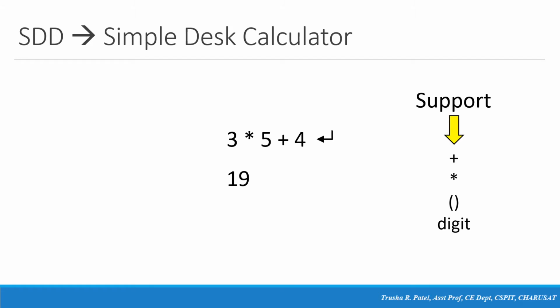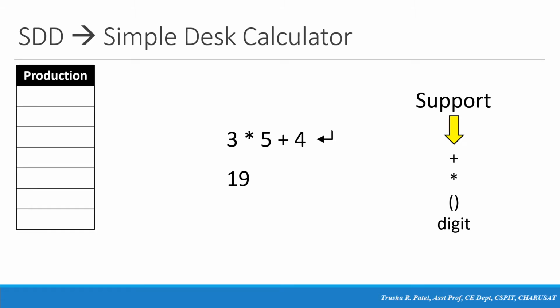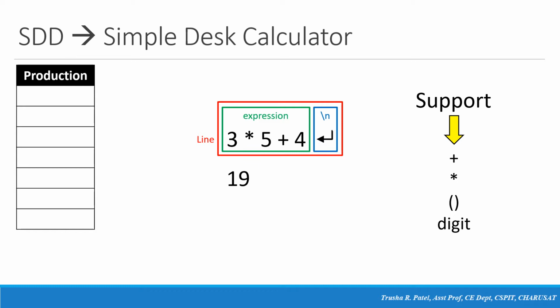Now here I'll be supporting three operators, that is plus, multiplication and parenthesis, and the digits. As we know, SDD is nothing but a combination of grammar along with the semantic rules. So first we have to write down the grammar for this SDD. Now this is the line which I am giving as an input. This line is a combination of two things. First is an expression followed by the newline character.